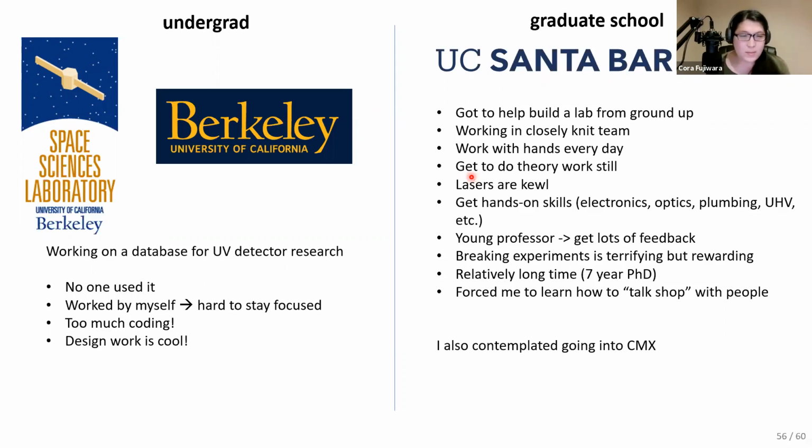I think something else that I took from undergrad was that I wanted constant feedback. So I intentionally worked with a relatively young professor because he didn't have tenure. So that meant that there's going to be lots of feedback and he'd have a very strong interest in my own personal success. But that also meant that I had a relatively long PhD, so about 7 years.